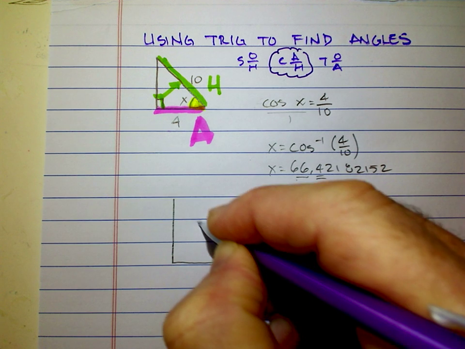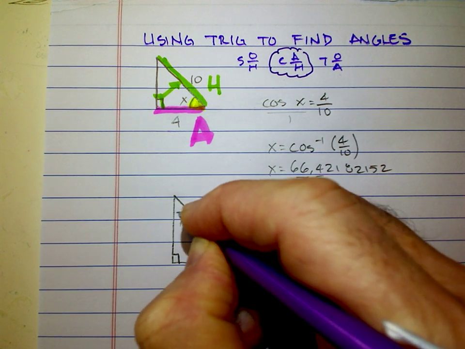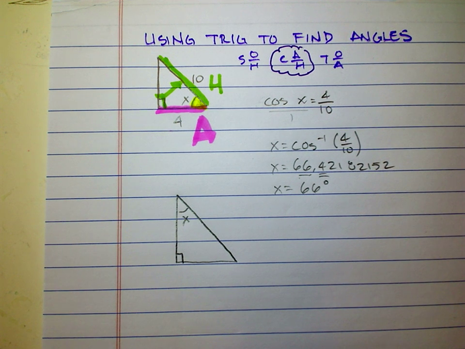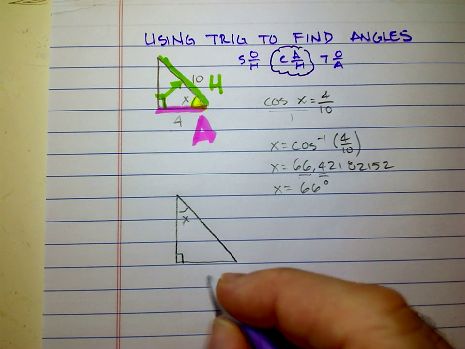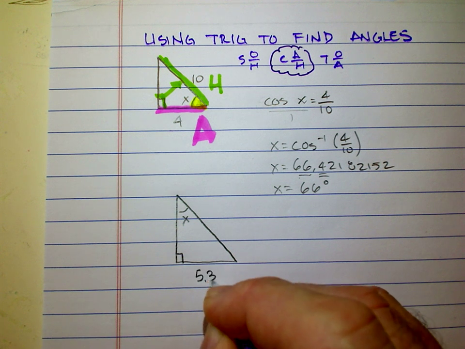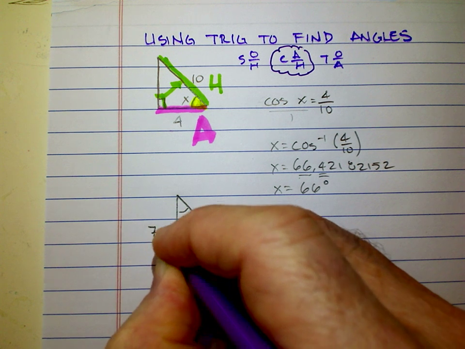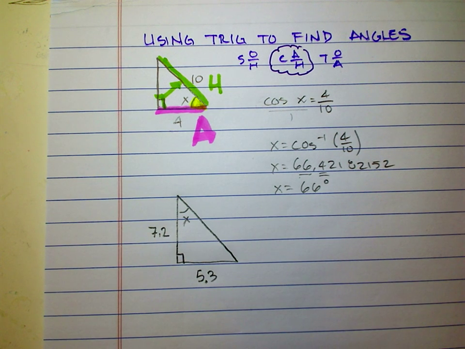Let's try one more quick one just to make sure we have this solidified and understand. I'll go ahead and draw another right triangle. I'll use this as my angle that I'm looking for. In this case, let's say this side here is 5.3, and this side here is 7.2.